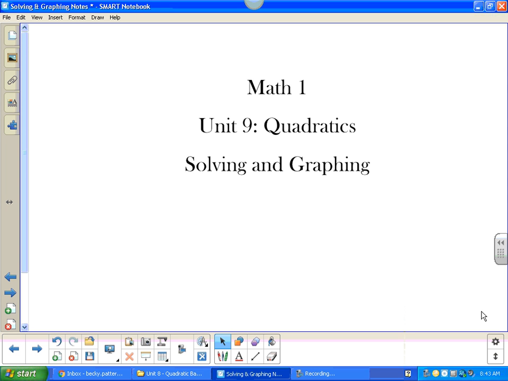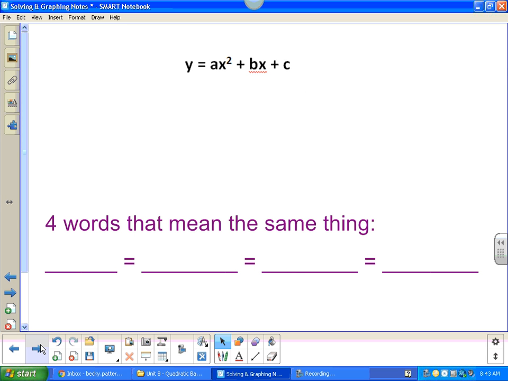So this lesson is taking quadratic equations and showing the relationship between factoring and solving it and what that does for the graph. So we're going to actually graph some of these quadratic equations.